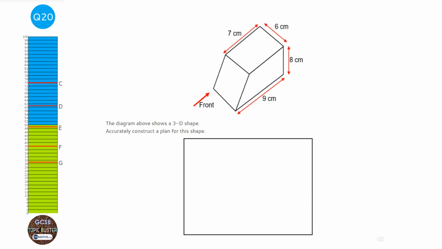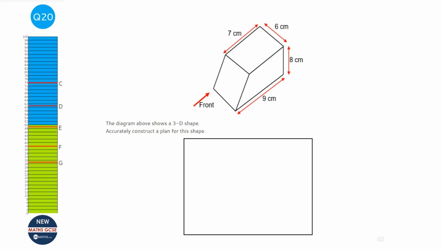When you're asked to do a plan or a front or side elevation, it's important to remember that the diagram you're going to be drawing must be absolutely square on. So there's not going to be any 3D lines at all. It's just going to be 2D shapes like rectangles. Sometimes you have triangles. Occasionally you might get a circle or a semicircle.